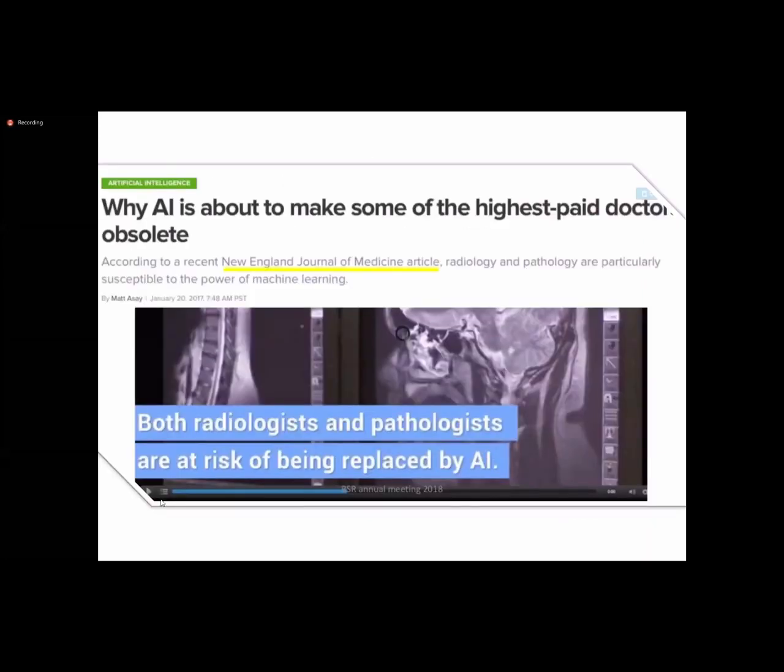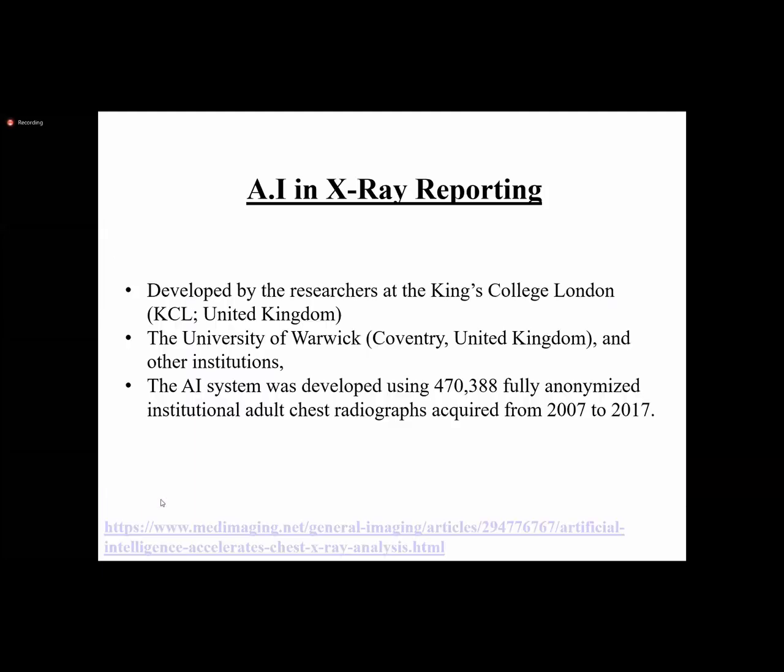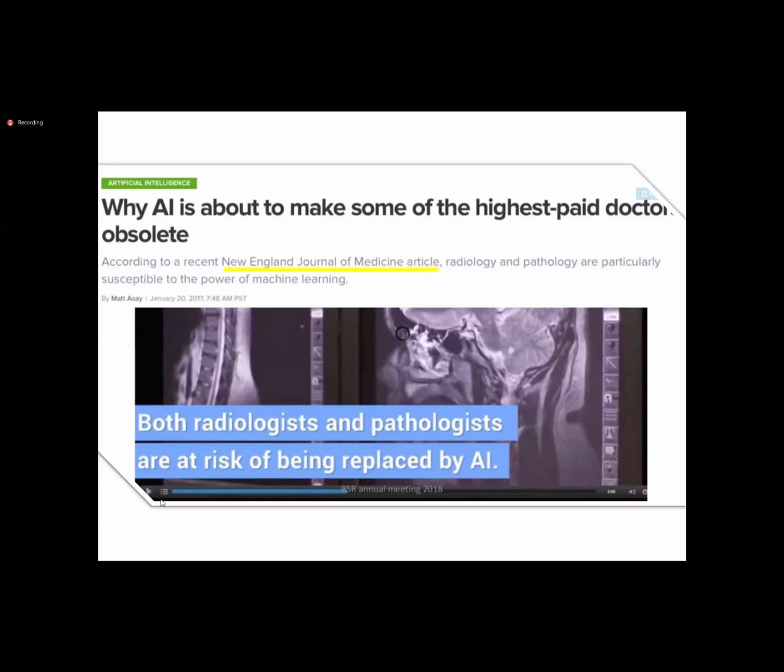Next, the article says why AI is about to make some of the highest paid doctors obsolete. That means, according to them, the radiologist and pathologist jobs are at risk, and could be replaced by AI also, in 2017. So these were some articles, one or two articles, showing the earlier view of the AI system: that it started at best, that we can predict the cancer, we can diagnose the disease easily, and later on it is going to give us the risk of being replaced by AI.